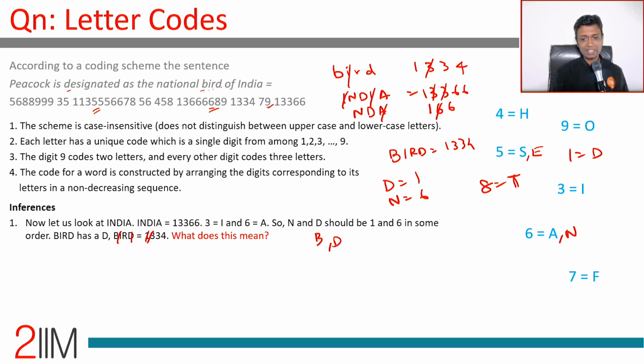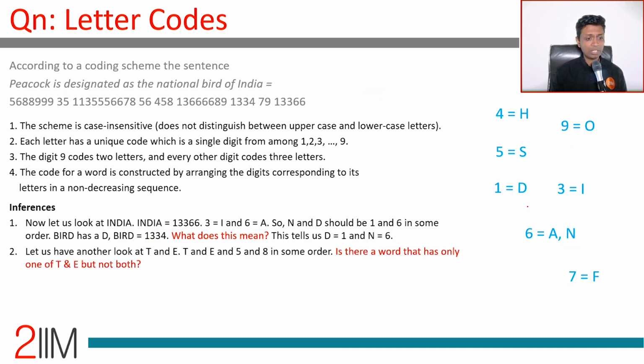So B and R are 3, 4. Sorry, B and R are 3, 4, in some order, we'll have to still figure that out. So far, so good. We've made inferences about H, S, E, T, D, O, I, A and N. Both are 6. F is 7. Now it's probably time for us to continue.